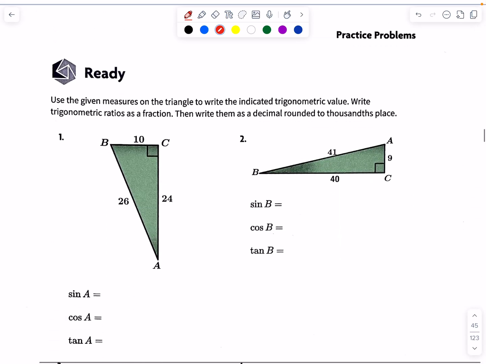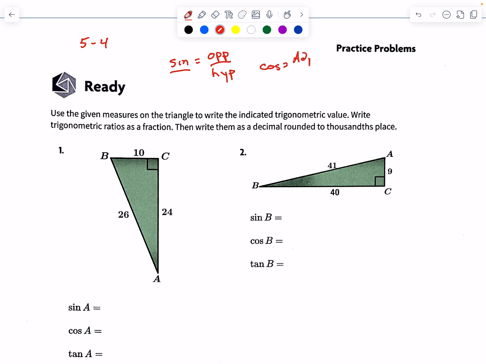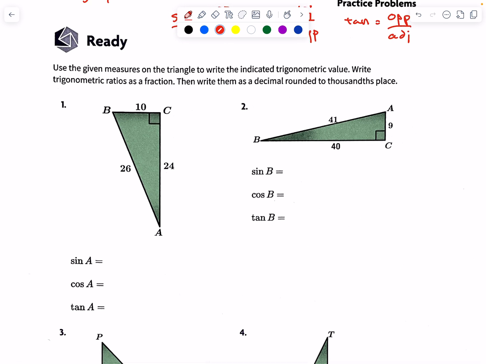Okay, let's look at the Ready, Set, Go stuff. This is 5-4. Just to remind you, sine is a ratio: opposite over hypotenuse. Cosine is adjacent over hypotenuse. Tangent is opposite over adjacent. And also remember that opposite depends on which angle you're looking at.